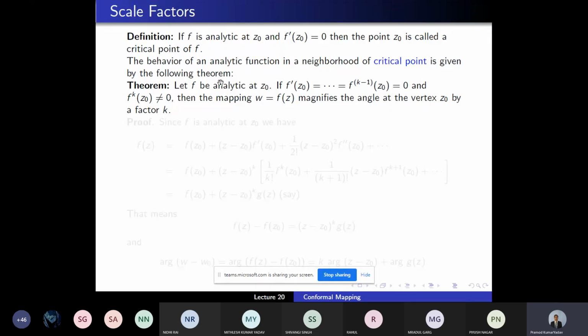Okay, so next theorem. Let f be analytic at z naught, and if f dash z naught equals f double dash z naught and so on, up to the (k minus 1)th derivative equal to 0, but the kth derivative of f z at z naught is not equal to 0, then the mapping w equals f z magnifies the angle at the vertex z naught by a factor k.